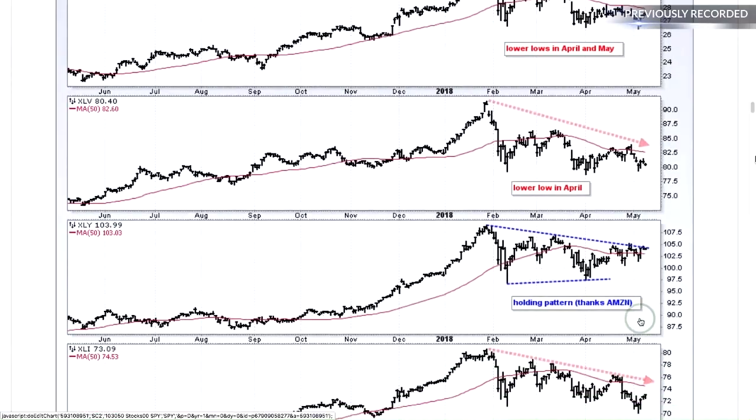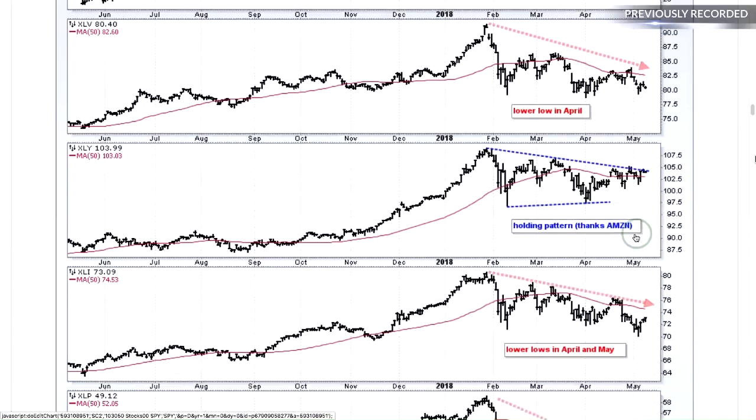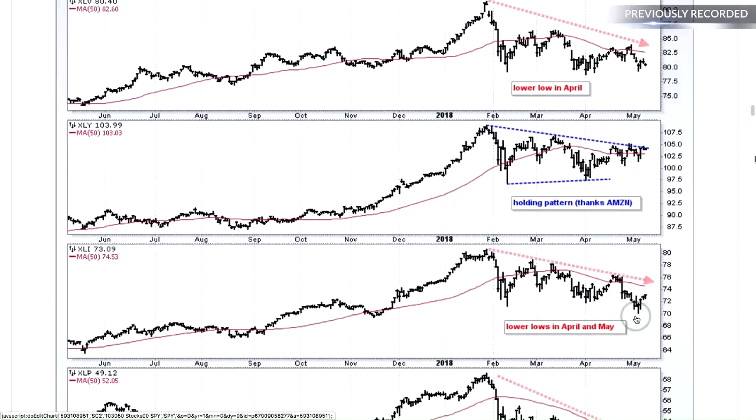Here is XLY, which is heavily weighted towards Amazon, as you will see. It's just been going nowhere because Amazon has been going up, and Amazon, as you'll see, is 20% of the ETF. But the rest of the stocks are either floundering or moving flat. So XLY is just unchanged. XLI is in a downtrend, lower low there. Maybe it's a big correction after a 44% advance, but we need some sort of a rally and breakout here to reverse this 2018 downtrend.